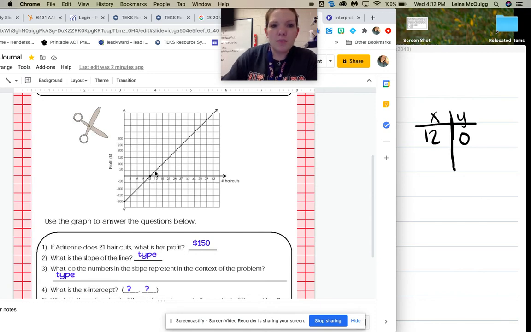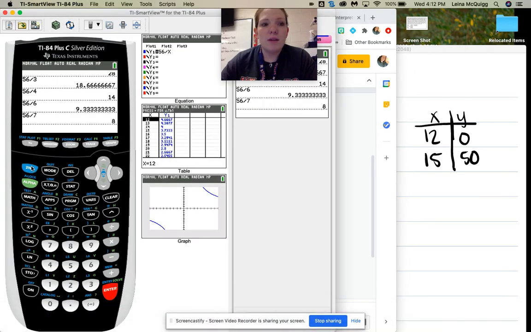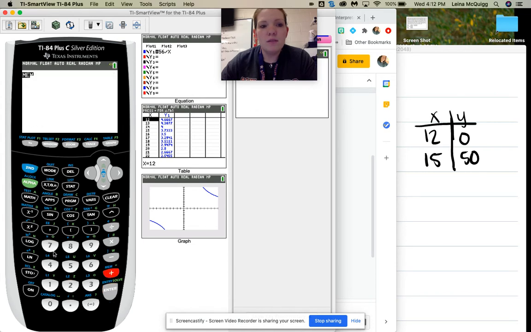Then I can pick another point. I'm just going to go to this one right here. And that point has an x value of 15 and a y value of 50. I've got 2 points, so I can figure out my slope using the calculator. So now I'm going to come over here and clear my calculator. Second, plus, 7, 1, 2 clears my calculator.